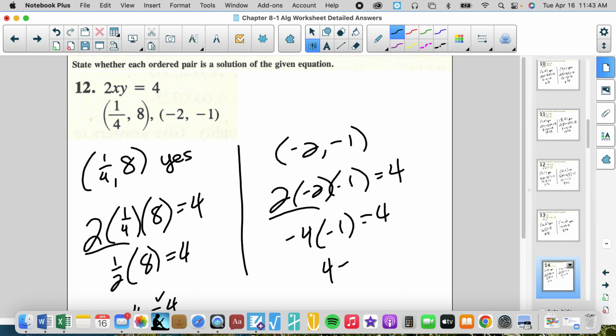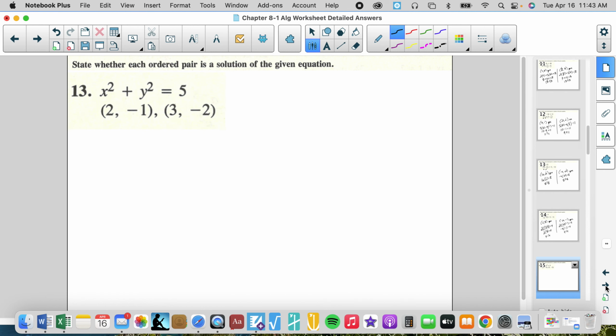-4 times -1 equals 4. So that is a yes. So both of those were solutions. Oh, now we're squaring. Look at that.